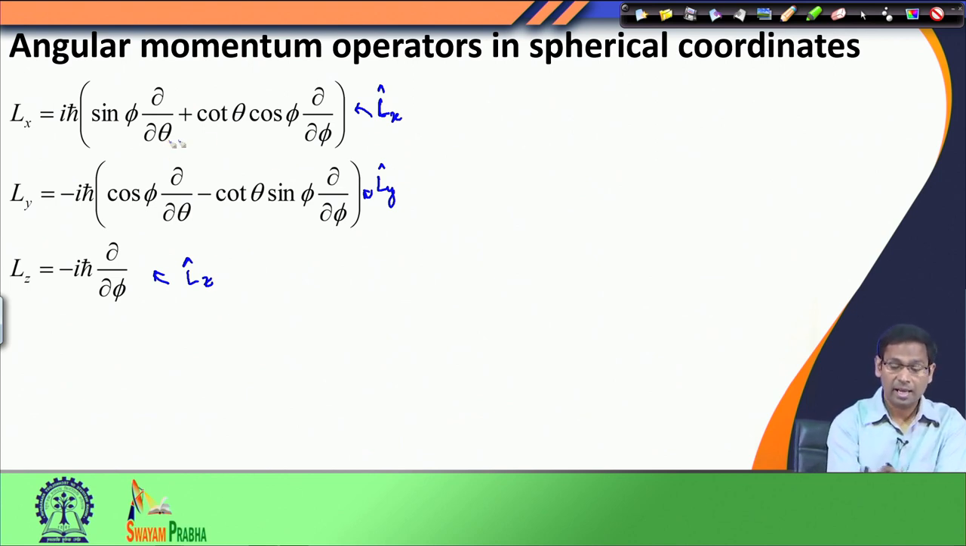So, you see Lx, Ly and Lz now depend, instead of on x, p x, or y, p y, z, p z, on some phi related terms and some theta terms. So, there are some differentiations with respect to theta, and some differentiations with respect to phi. This is for Lx and Ly, and we see that Lz depends only on the phi coordinate and not on the theta coordinate.